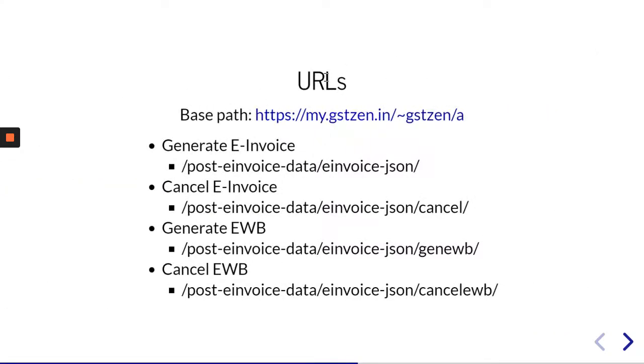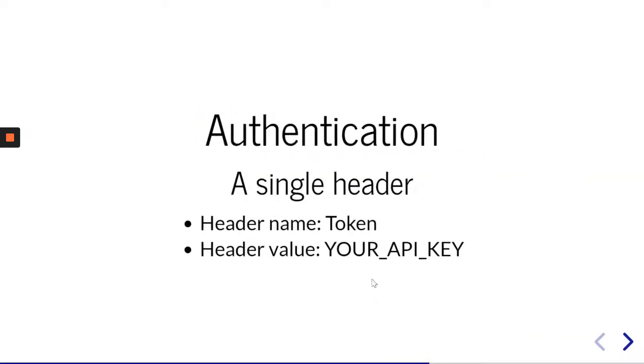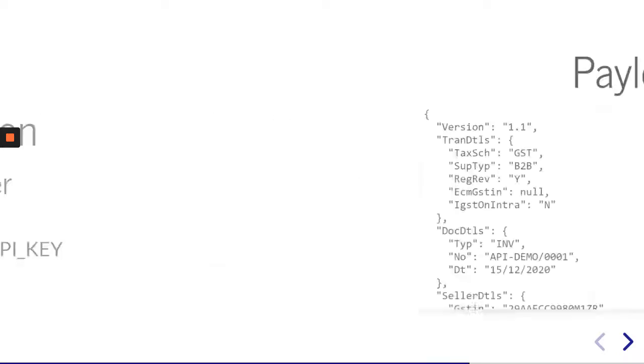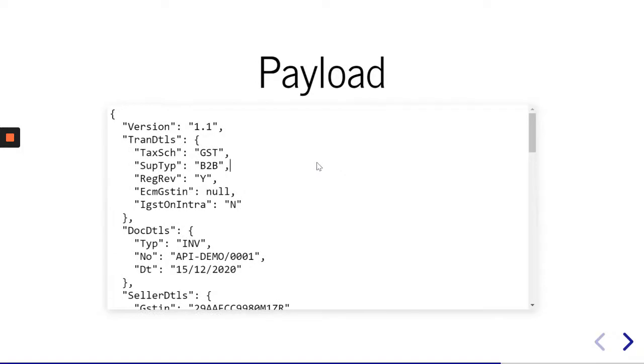Here are the URLs that we support. For generate e-invoice, cancel e-invoice, generate e-waybill and cancel e-waybill, these are the respective URLs. You will make different requests to these URLs. For authentication, you pass a header named token and the value will be your API key. This is the only header that we require when you use GSTZen's APIs. And here is the payload. The payload is as per NIC's schema.